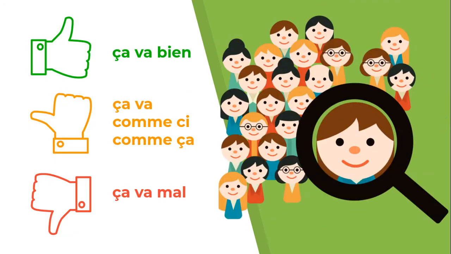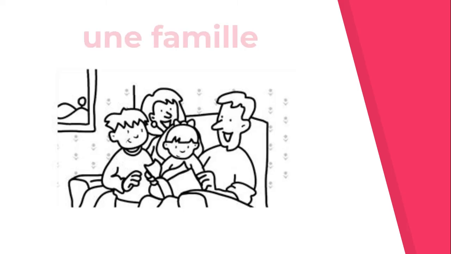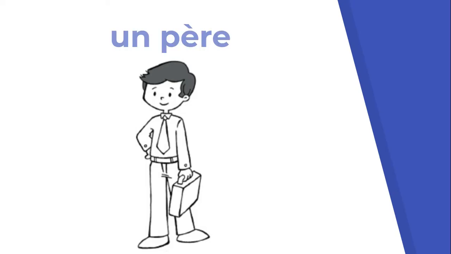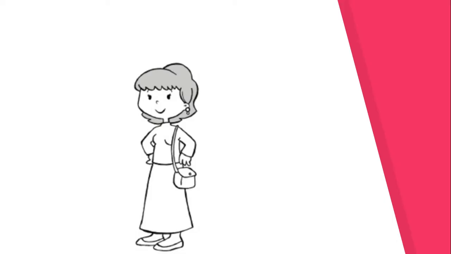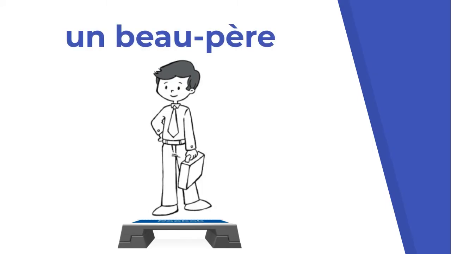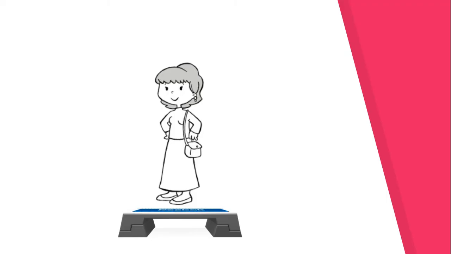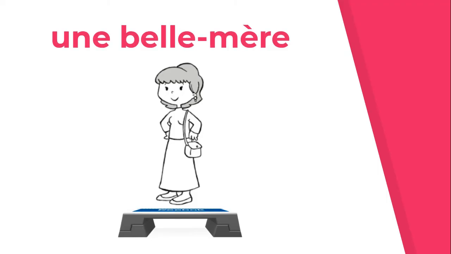All right, how are we feeling identifying family members? Ça va bien? Ça va comme si, comme ça, ou ça va mal? Ça va bien pour la plupart? Excellent. Alors bien, répétez. Une famille. Un père. Une mère. Un beau-père. Une belle-mère. Hold on, let's stop and talk about these.